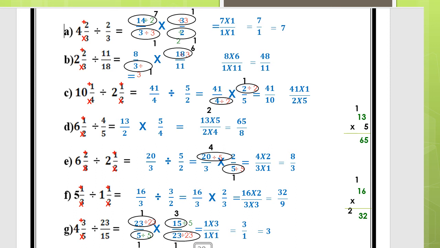4 and 3/5 divided by 23/15. 4 and 3/5 is going to be 23/5 times 15/23. 23 and 23 are together in table 23, so divide up and down by 23, it will give me 1. 5 and 15 are together in table 5, so I'm going to divide them by 5 up and down. 15 divided by 5, which is 3. 5 divided by 5, which is 1. So what's left is 1 times 3/1 times 1. So my final answer is 3.